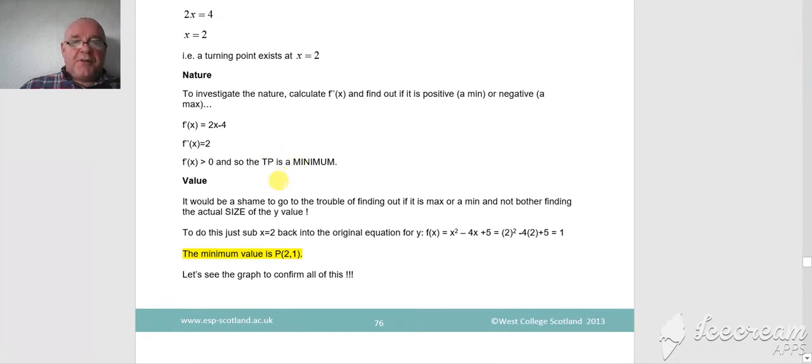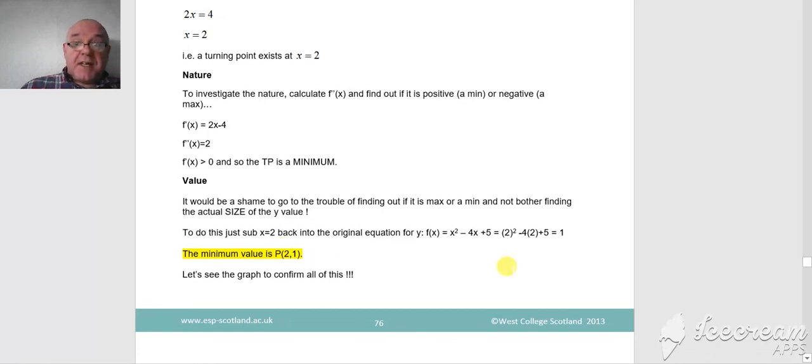Now what about the value, the actual value? It would be a shame if you went through all that and never actually found out what the value actually was. The whole point is to try and find out what that value is. So all you need to do is, we know that the minimum is at x equals 2, so you just substitute that back in the original equation, which is f of x equals x squared minus 4x plus 5. And when you put x as 2 back into that, it should give you 1. So the minimum point is (2, 1). So x is 2, y is 1.